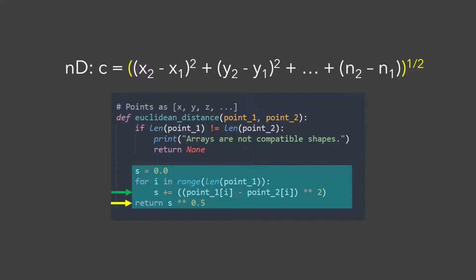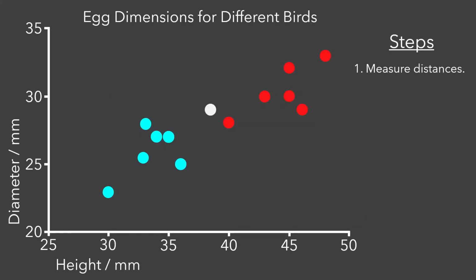And in Python, 2 asterisks just means something raised to a power or to an index. So if we use the power of 0.5, it's the same as taking the square root of s. So now we've got the tools to measure the distances. And there we go, we're getting all our distances.